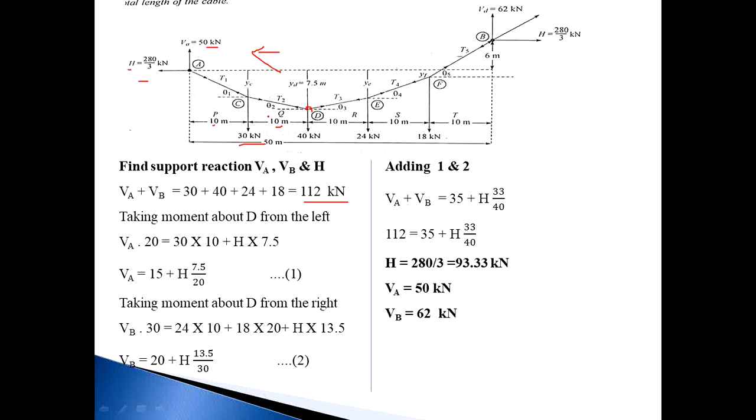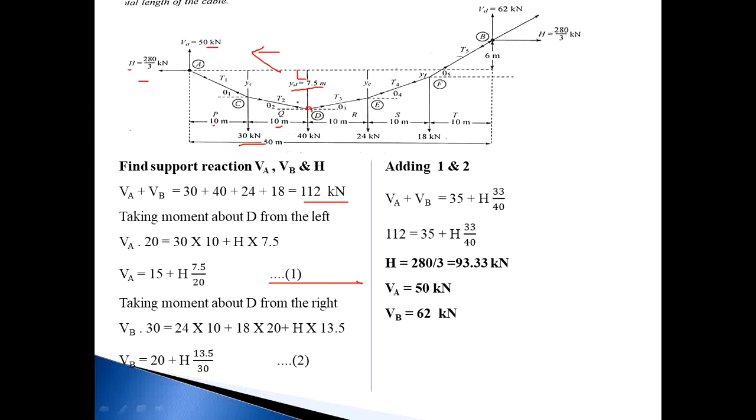Then next, the horizontal reaction, the direction of the moment with respect to D is anti-clockwise. H is a force, so the perpendicular distance from point D to H is YD, which is 7.5 meter and is already given in the problem. So H into 7.5. The 20 multiplies on this side, so on the other side it will be divided. Solving this equation, VA is equal to 15 plus H into 7.5 divided by 20. This is equation number 1.